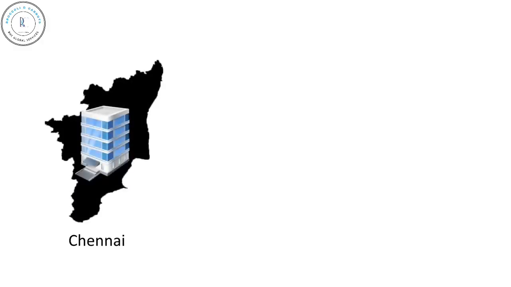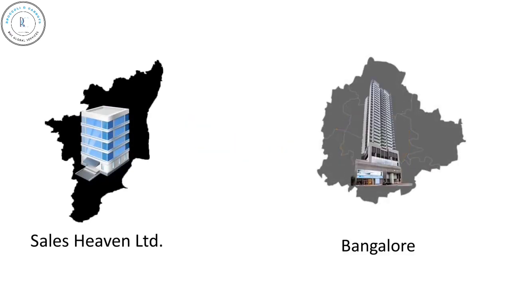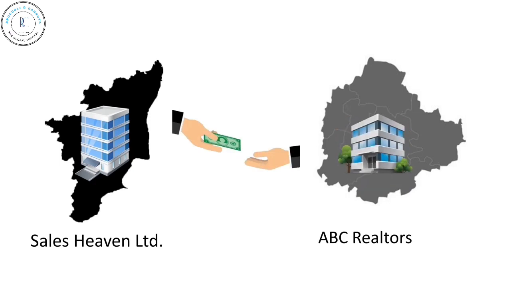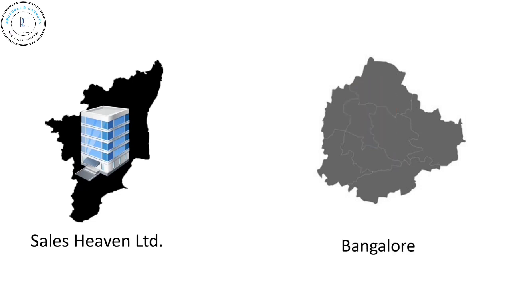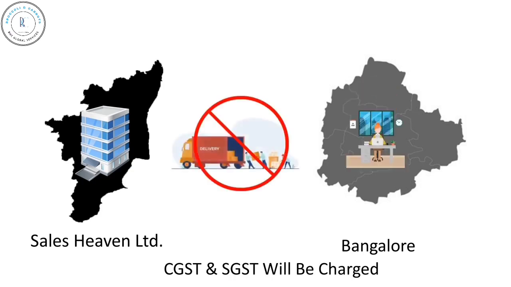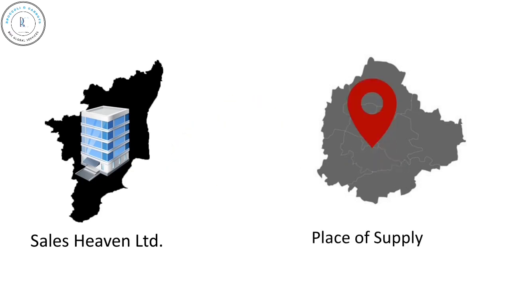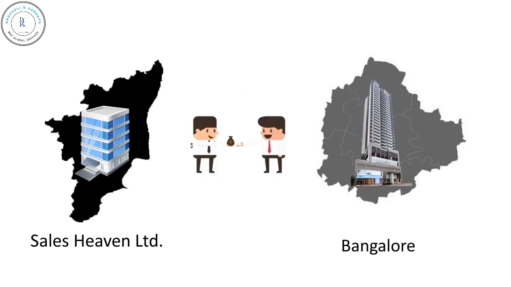Example 1. Sales Heaven Limited, Chennai, opens a new showroom in Bangalore. It purchases a building for the showroom from ABC Realtors, Bangalore, along with pre-installed workstations. Place of supply will be Bangalore. CGST and SGST will be charged. There is no movement of goods, so the place of supply will be the location of such goods at the time of delivery to the receiver.